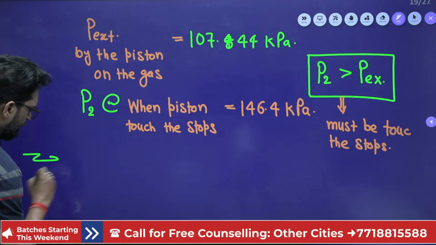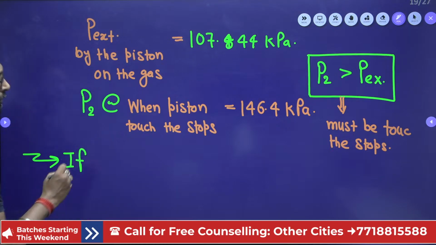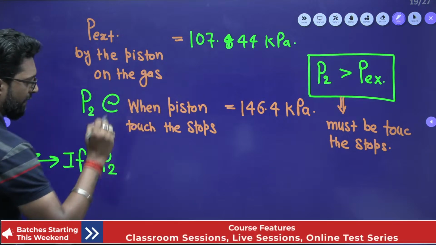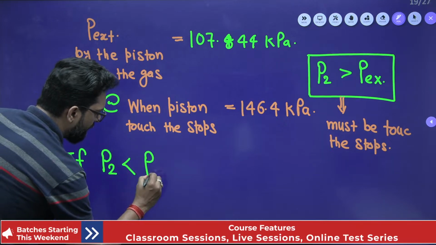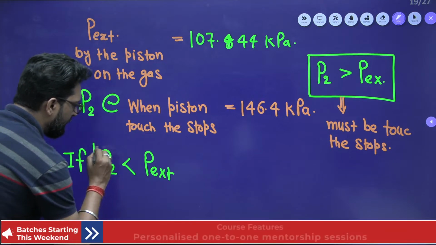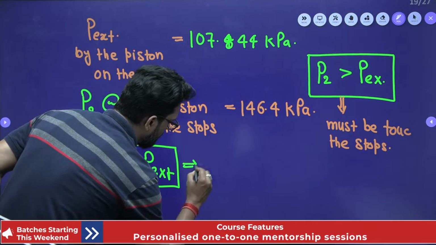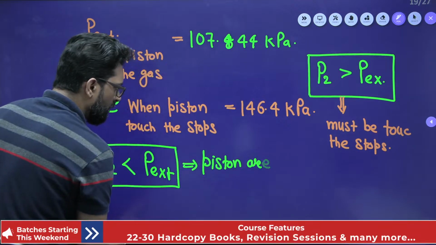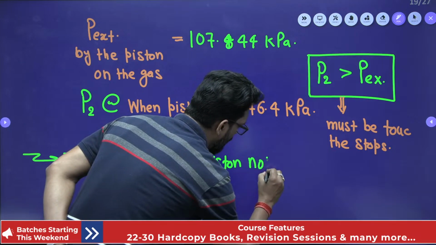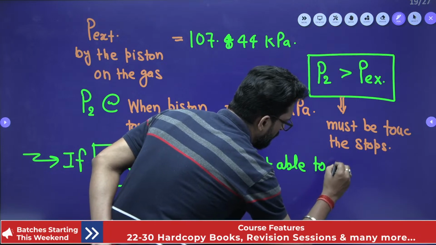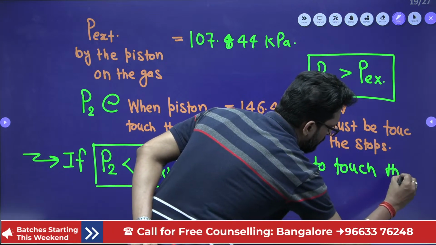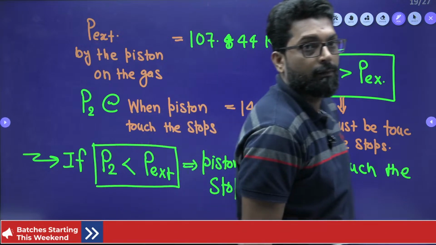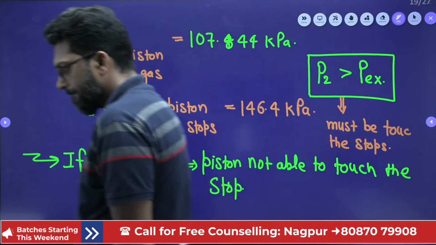Note, if the external pressure is higher than the system pressure P2, in that condition the piston is not able to touch the stop. Clear? Clear? This is clear?